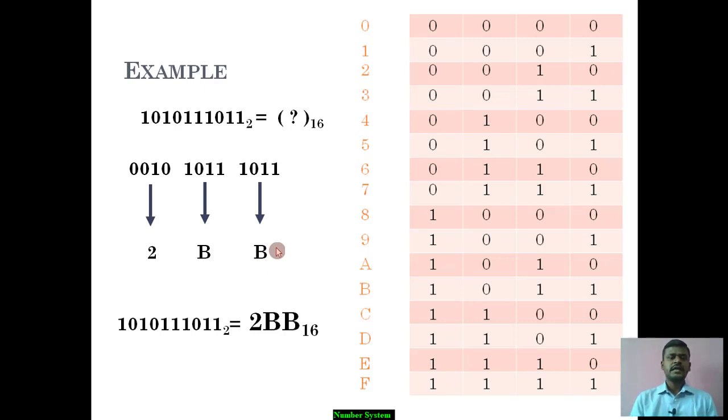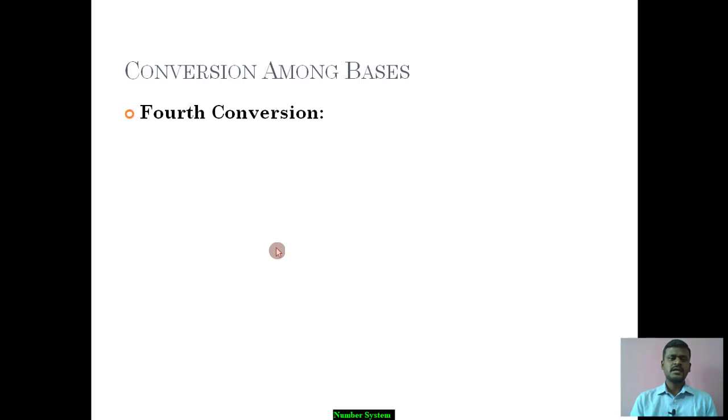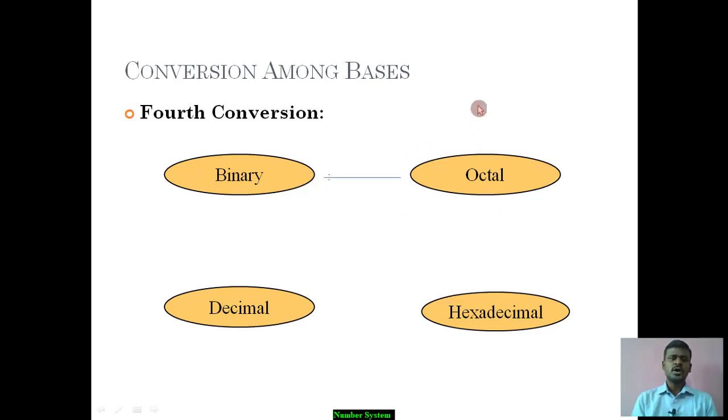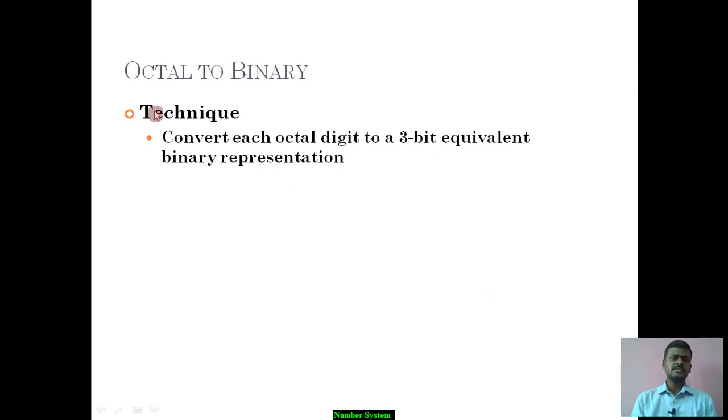Now we will move on to the next conversion, that is the fourth conversion. We have done all the conversions of binary, that is binary to decimal, binary to octal, binary to hexadecimal. Now we will take the octal conversions, that is octal to binary. The octal to binary technique is to convert each octal digit to its 3-bit equivalent binary representation.